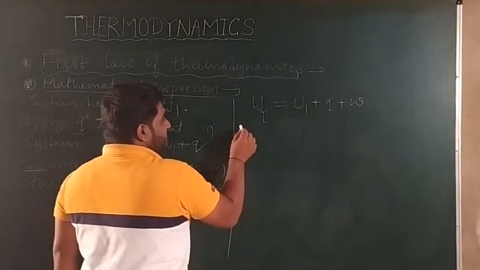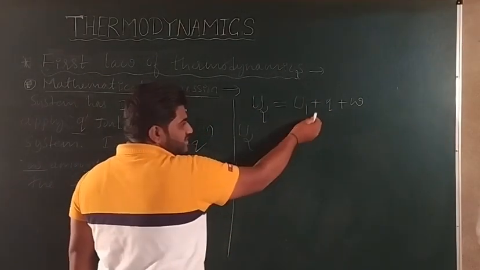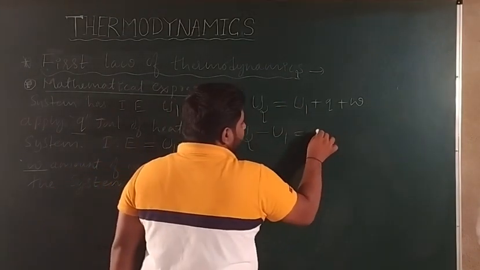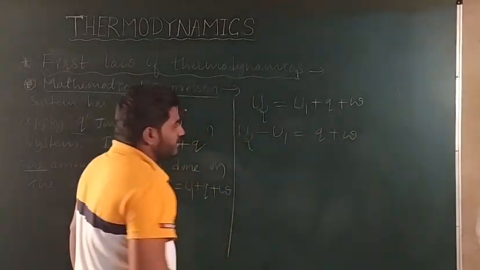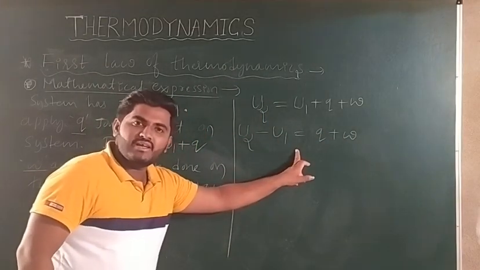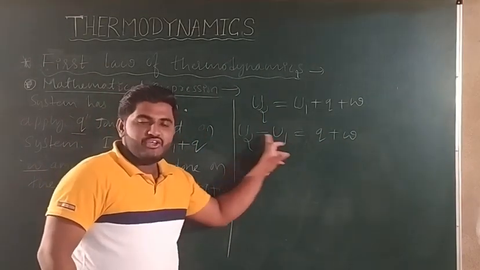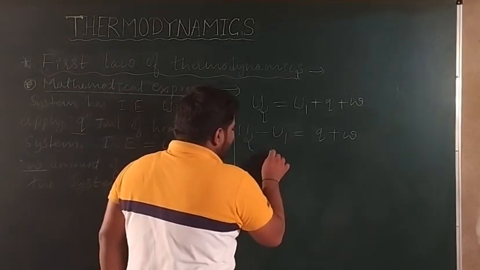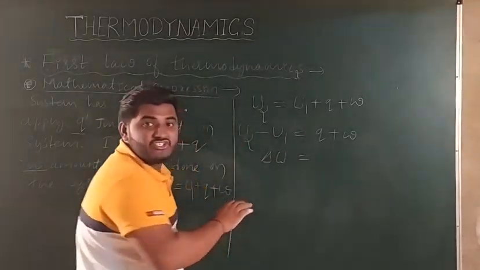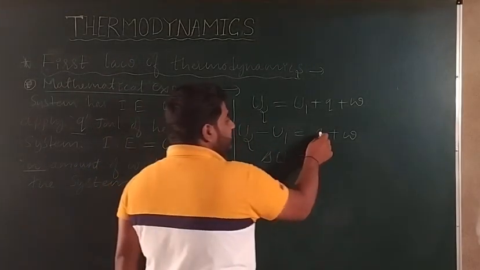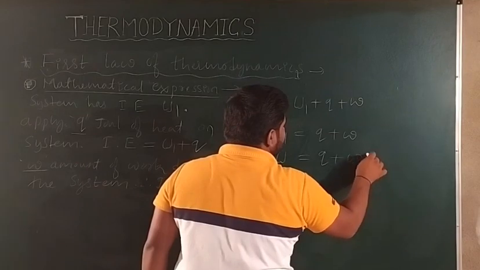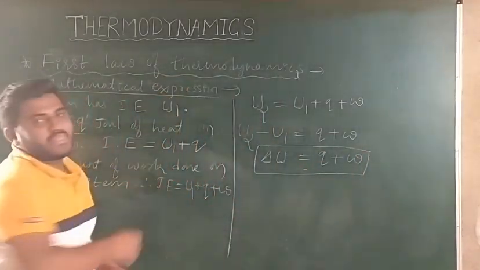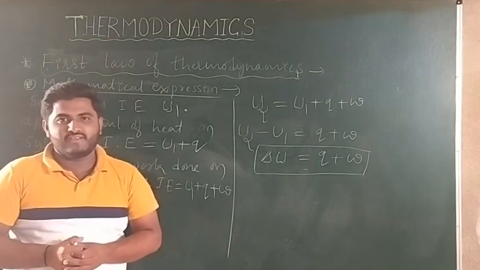Take U1 this side. Whenever U1 comes this side, it becomes minus. So U2 minus U1 equals Q plus W. U2 is final internal energy, U1 is initial internal energy. So U2 minus U1 is called del U, the change in internal energy. What we are left with? del U equals Q plus W. This is called the mathematical form of the first law of thermodynamics.